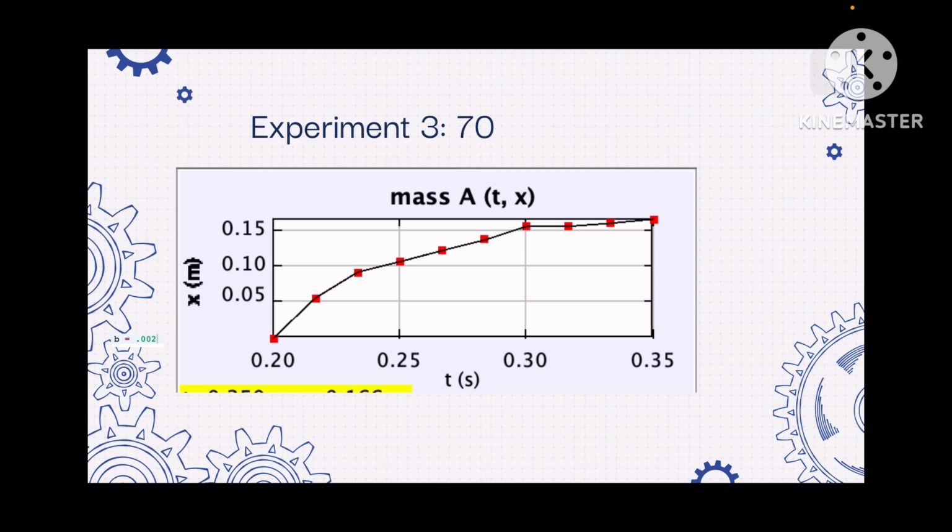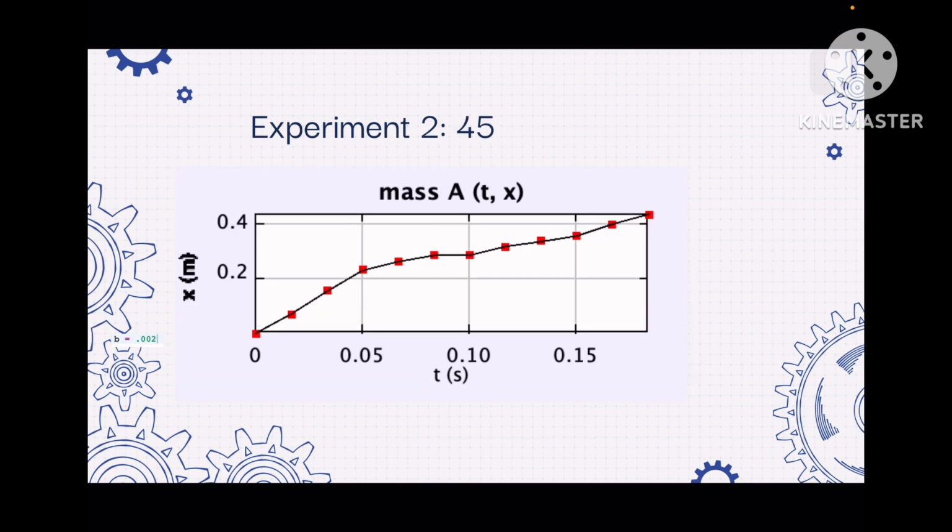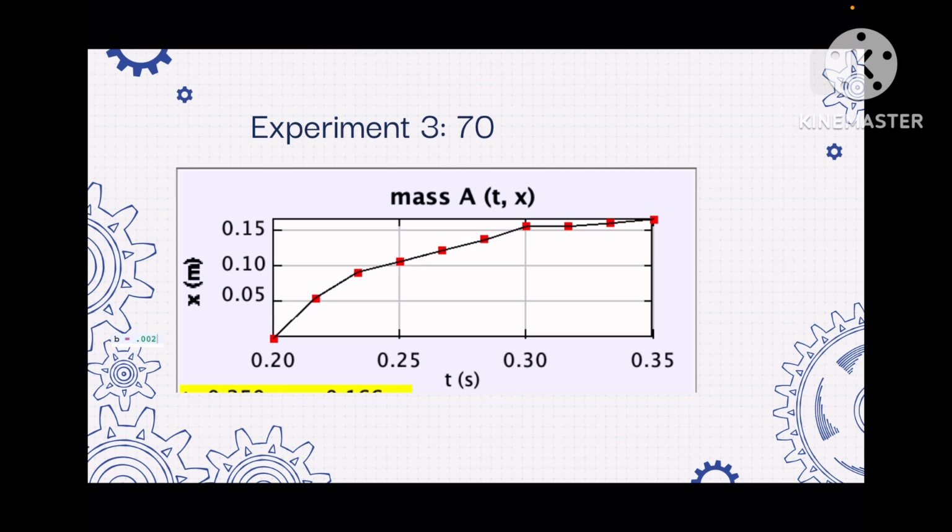And then here in experiment, sorry, it's supposed to be 2. Right here, yeah, so 45 degrees, it moved 0.4 meters from the start in the X direction. And then the third one is at 70 degrees, and it had the least, 0.15 meters as the range.